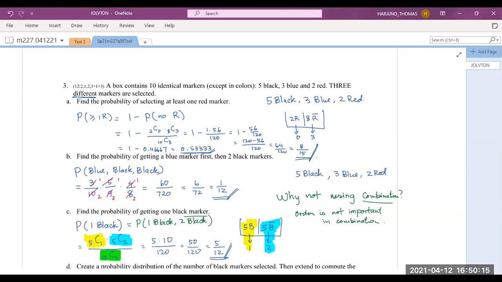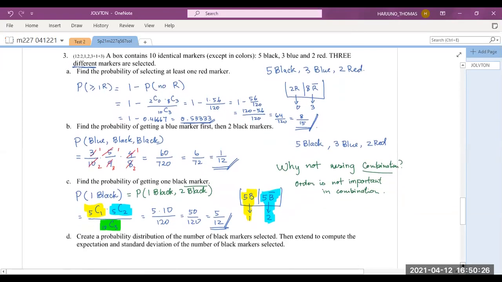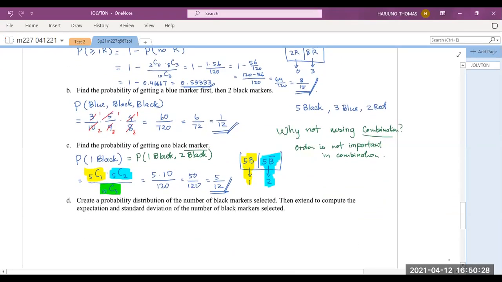Okay. I did that on D, but I didn't do that on C. I don't know what I was thinking. I think I purposely made it like that though.